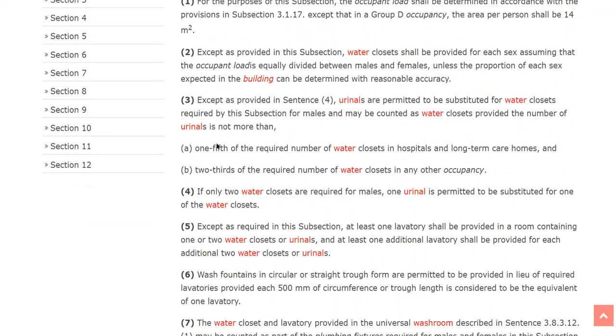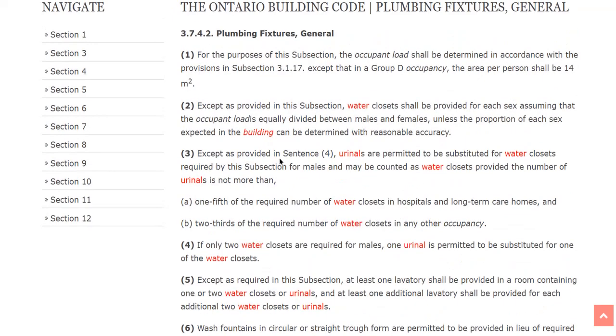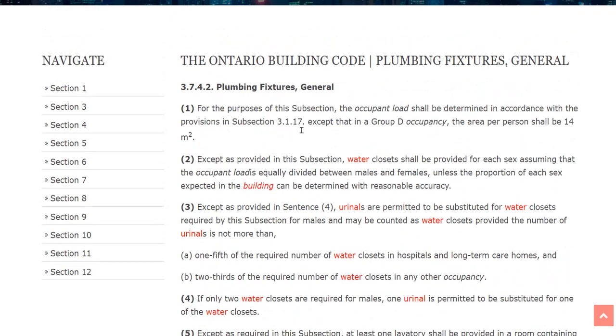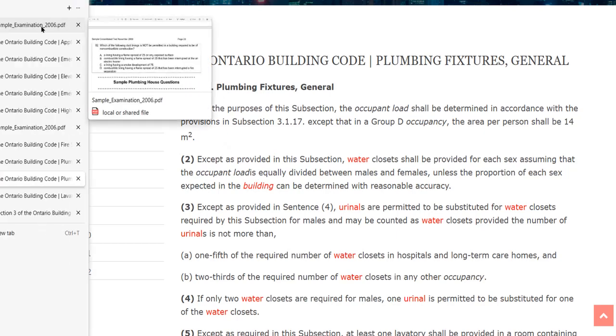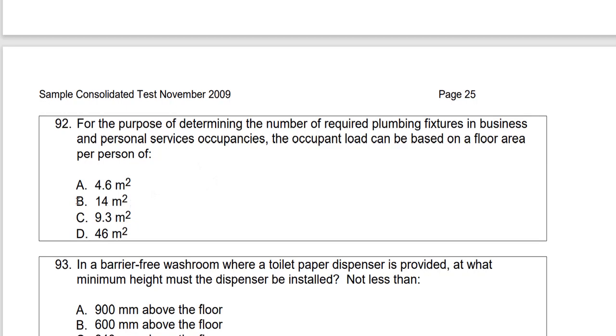Let's see, I think it's somewhere around here. Except that for a group D occupancy, the area per person shall be 40 square meters. So 3.1.17 of the building code does not tell you, it just deals with the area of a building. But when it comes to plumbing facilities for that building, that is the area one person takes up when calculating the plumbing facilities. I feel it's like double or something like that. So the answer to that question is 40 square meters.